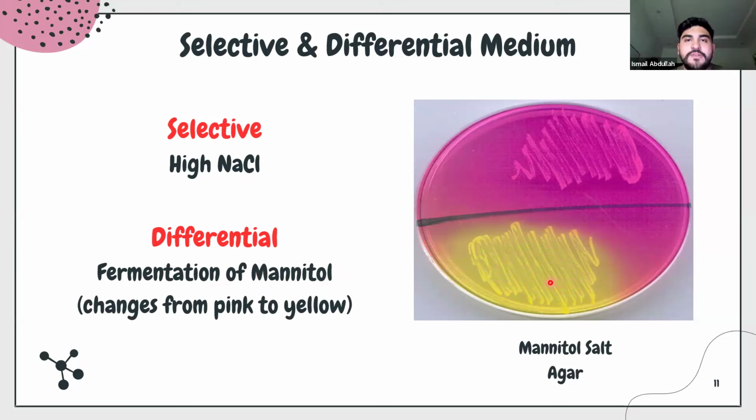So if you take a look, for example, here, Staph aureus is going to ferment mannitol. So when I say ferment mannitol, it's going to utilize mannitol, all right? And the color is going to change from pink to yellow. While Staph epidermidis is just going to remain pink because it's not going to use mannitol. So in this way, I have selectively allowed only Staph species to grow here, and now I can differentiate between them, Staph aureus and Staph epidermidis. So is this concept clear?